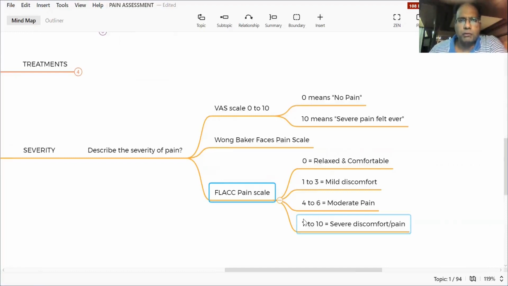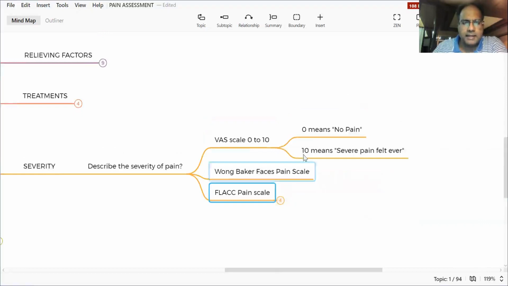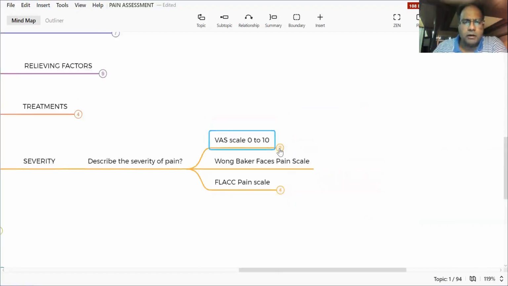So the total score will be out of 10. If it is 0, it says relaxed and comfortable. If it is 1 to 3, it says mild discomfort. If it is 4 to 6, it interprets moderate pain. And if it's 7 to 10, it describes severe discomfort and pain. So this is how we grade the FLACC pain scale when we are doing the pain assessment of the patient.